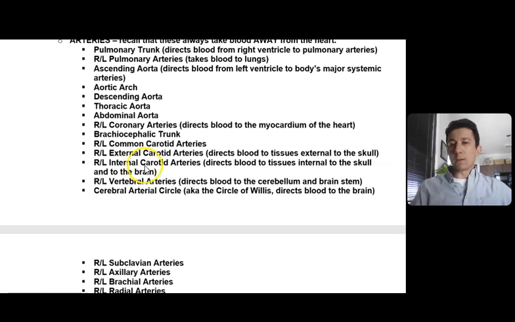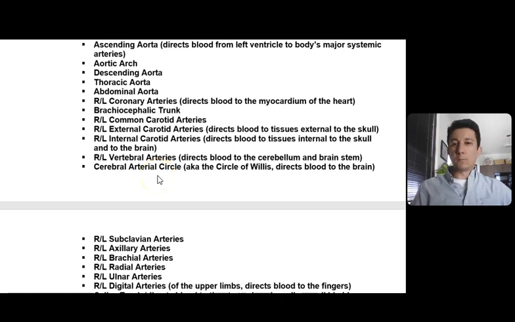The internal carotid arteries, on the other hand, enter the skull, and they are some of the primary arteries delivering blood to the brain. The vertebral arteries, which are found in the lateral foramen of the cervical vertebrae, are arteries that also take blood to parts of the brain, including the cerebellum as well as the brainstem. So we've got both the internal carotid arteries and the vertebral arteries, which are taking blood to the internal tissues and internal central nervous system structures found within the skull.